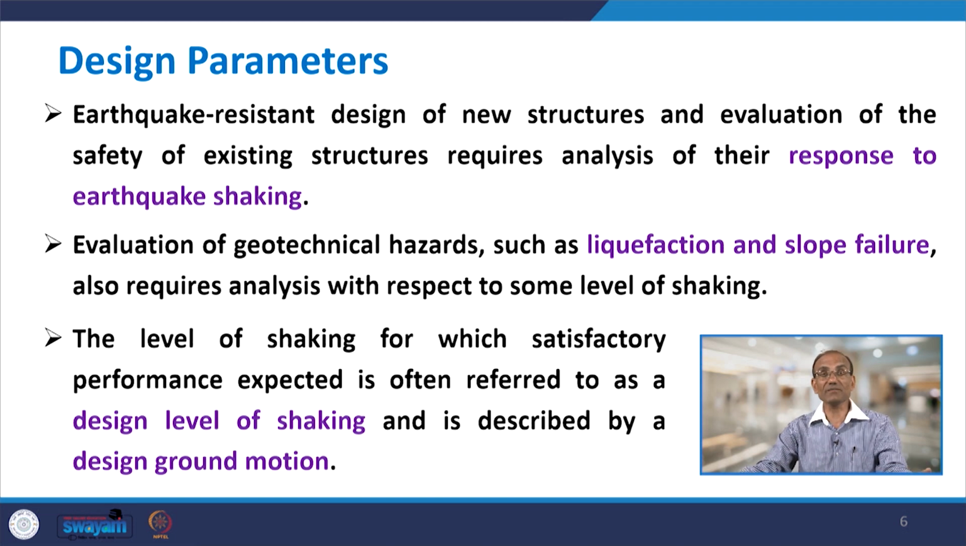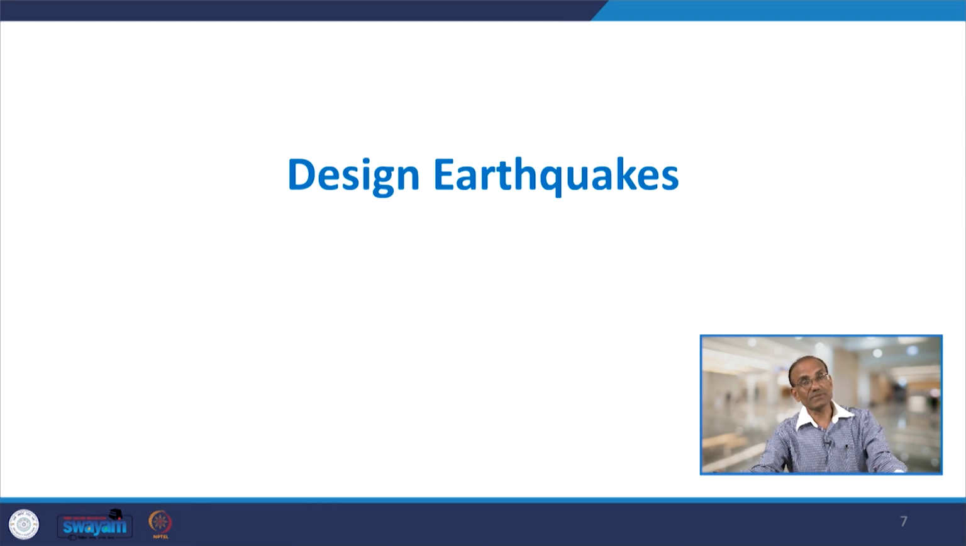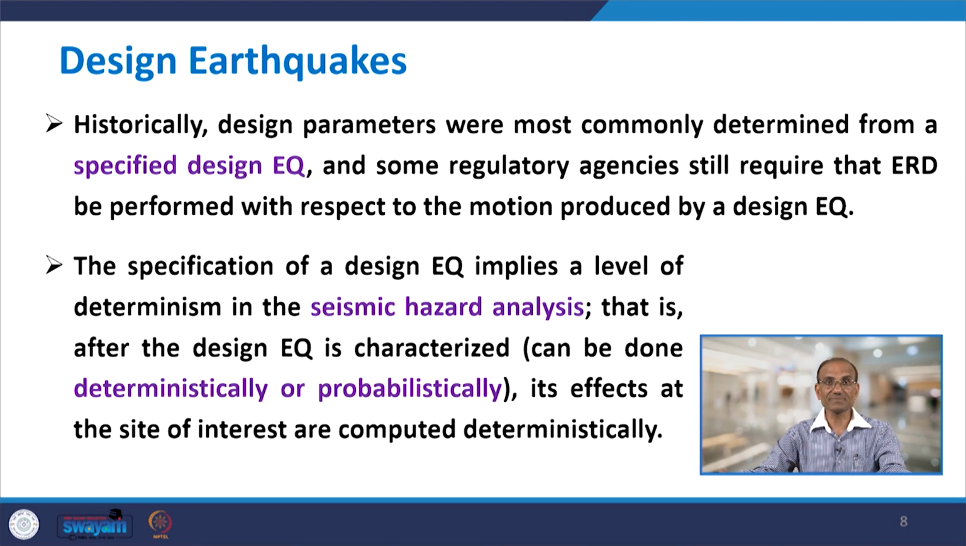Now, the issue is this, which level of shaking should we use, for which satisfactory performance is expected, often referred to as a design level of shaking, and will be described by the design ground motion. So, design ground motion we are going to talk about later. So, we need to select the level of shaking which is used for the design of the structures, for satisfactory performance during the earthquake. Coming to this point, what are design earthquakes? We are going to talk in the next few slides about design earthquakes.